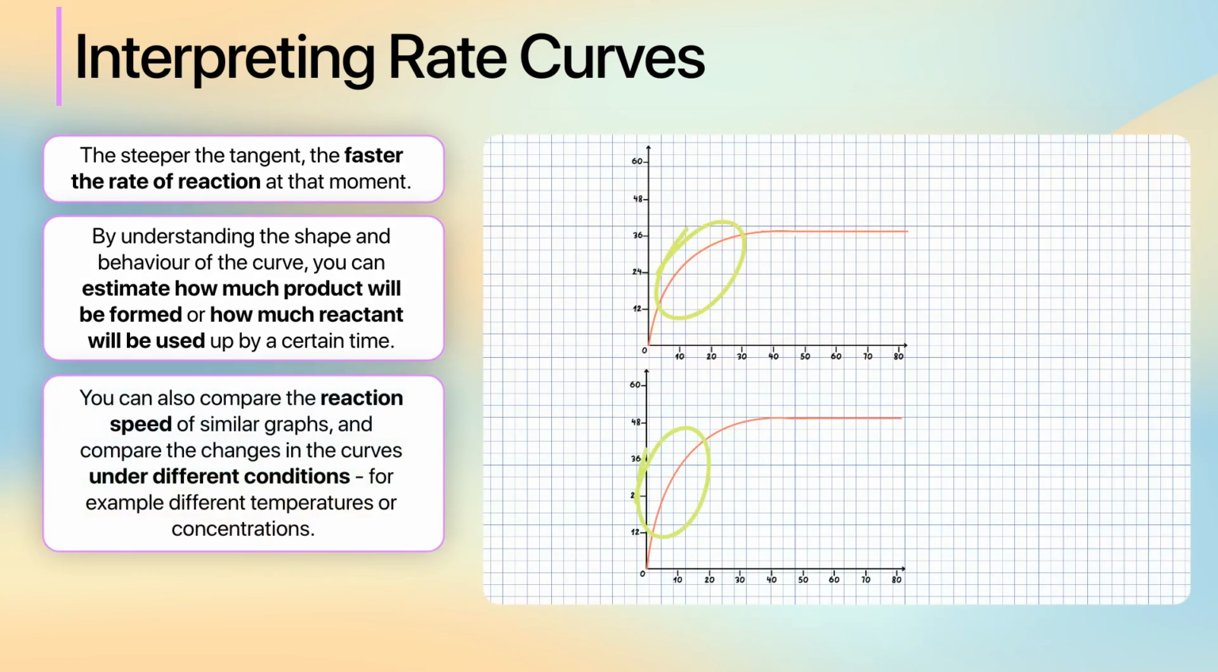You can also compare similar graphs for different reactions to determine which reaction is faster or slower. Finally, you can even infer the effects of changing conditions, such as temperature or concentration, on the rate of reaction by comparing the changes in the curves under different conditions.